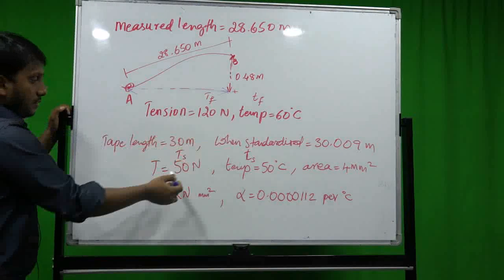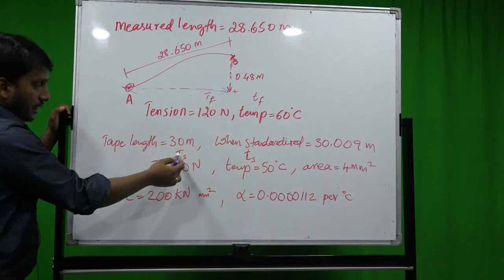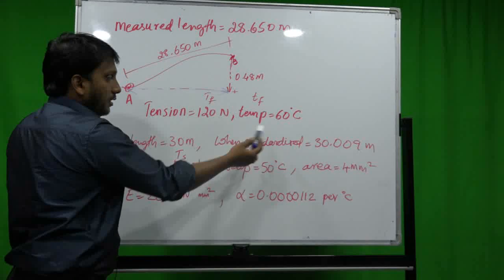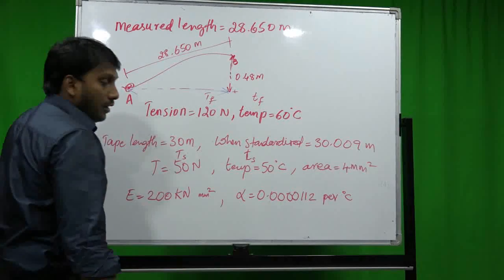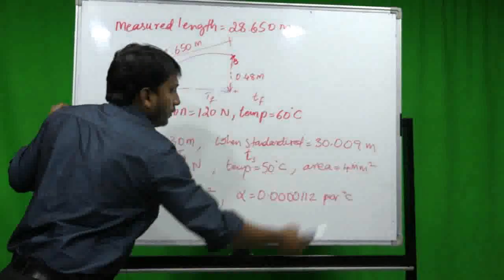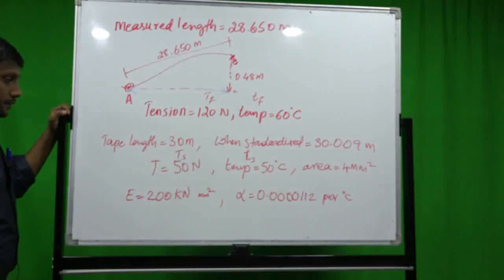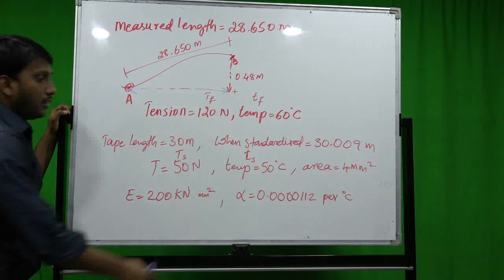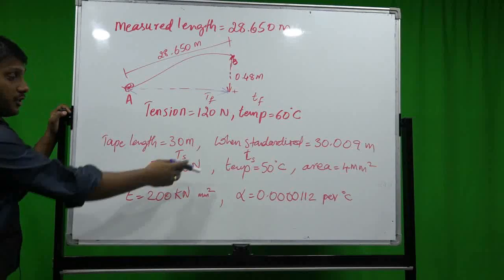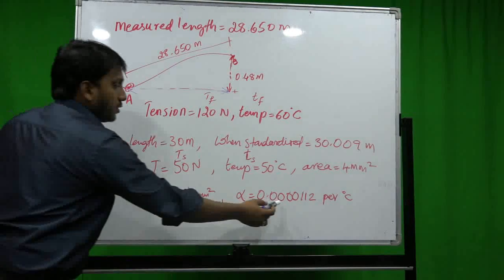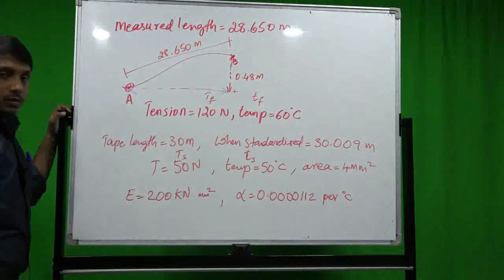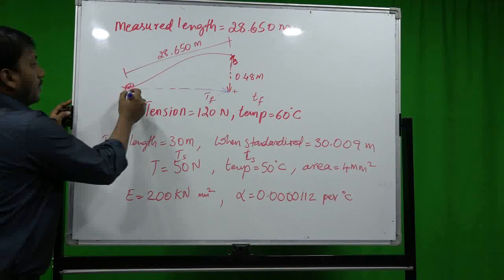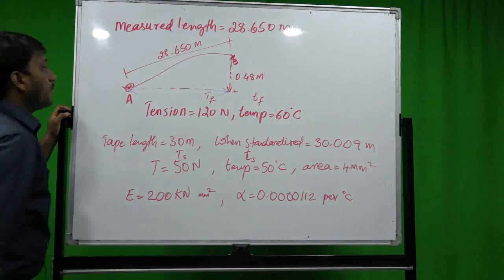When they standardized, TS, the tension at standardized time, is 50 newtons. The temperature at the time of standardization is 50 degrees centigrade and the area of the tape is 4 mm square. The Young's modulus of the tape is 200 kilonewton per mm square and the thermal expansion coefficient is 0.0000112 per degree centigrade.